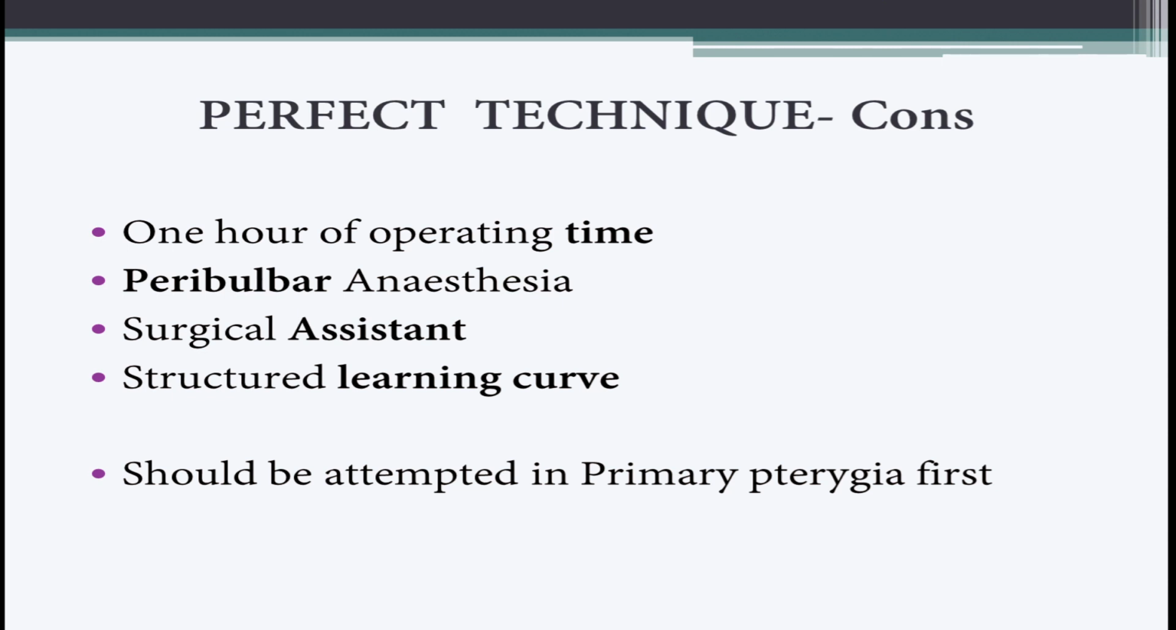Now, there are some cons of this technique. The first is it's a very long procedure. It takes around 1 hour. It needs a peribulbar anesthesia. It requires a surgical assistant. It's difficult to do it alone. And it has a structured learning curve, how much tenons to remove, and harvesting a very large conjunctival graft. It does need some practice, and it should be attempted in primary pterygia first, because recurrent pterygia are difficult and we don't know how far we have to dissect.